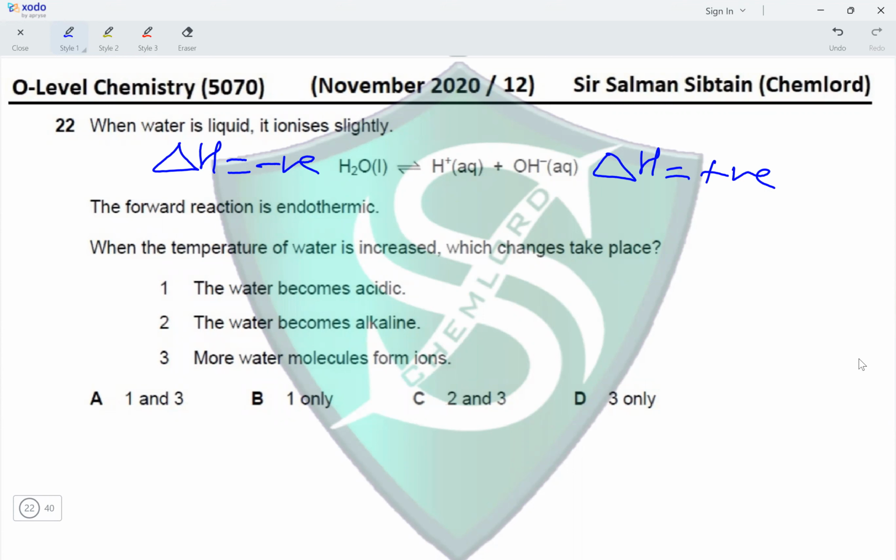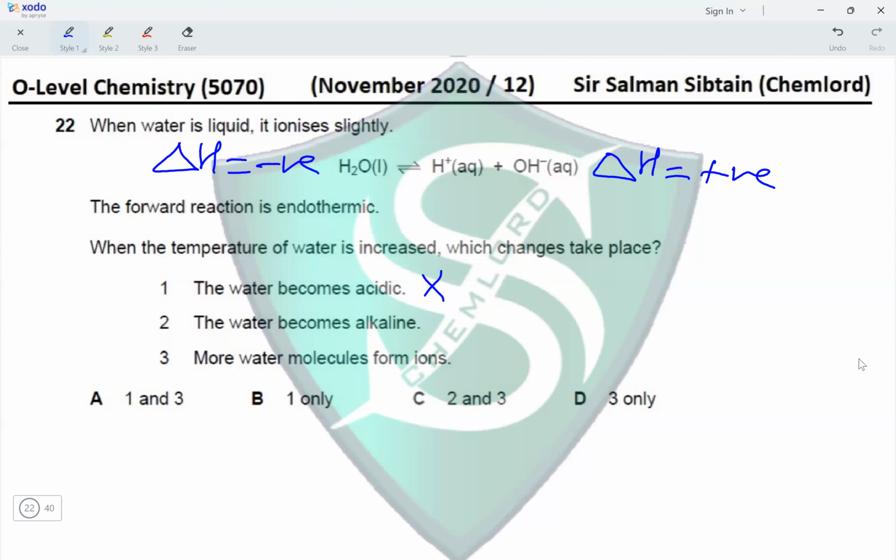The water becomes acidic when the temperature of water is increased. An increase would favor the forward reaction, which would result in a greater quantity of H+ being formed. But the quantity of H+ is equal to the quantity of OH-. An equal increase in the quantity of OH- would be seen, which would keep water neutral. So it will not become acidic.